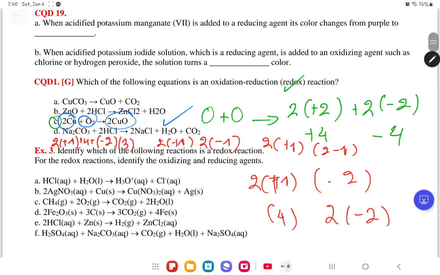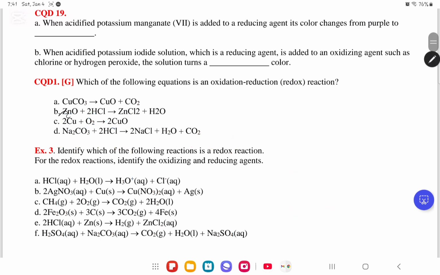So if you put it all together, if you see, for example, each one by itself, Na, it's 2 times plus 1, Na is also 2 times plus 1. And if you check them each one by themselves, you will see that each element has the same number of electrons in the start and in the end, which means a redox reaction did not occur. So for CQD number 1, C is our answer.